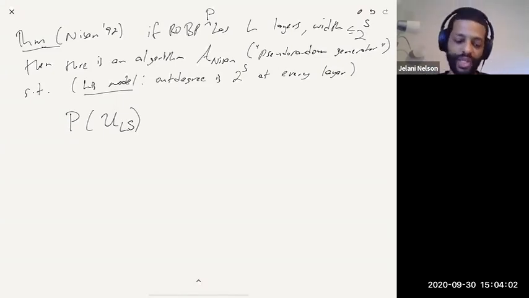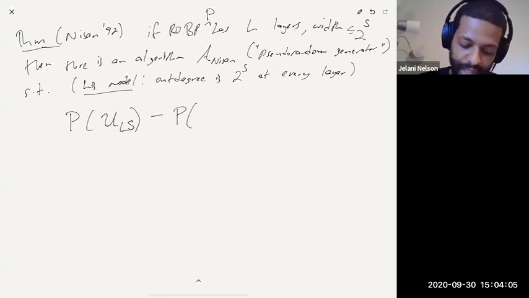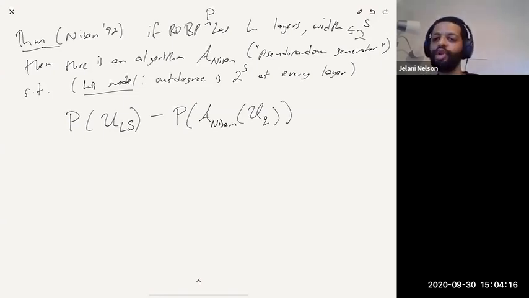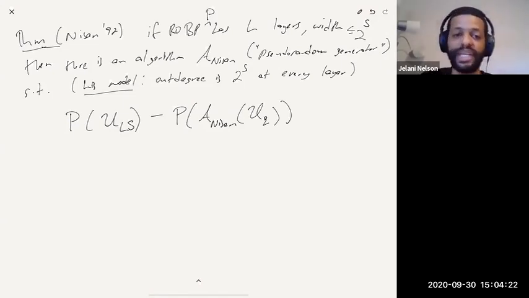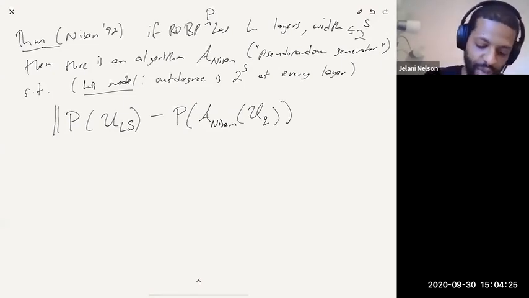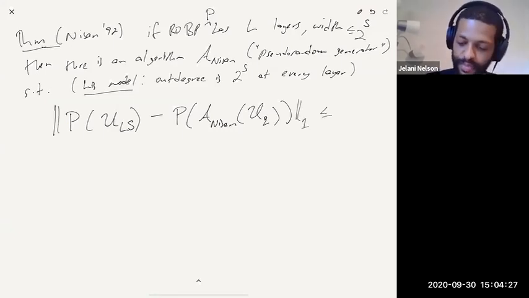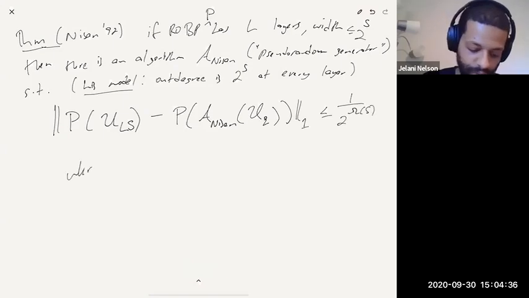So you look at this distribution versus P applied to A Nisan on a uniform distribution on, let's say, q bits. So now you generate q random bits, you feed that into Nisan, Nisan will spit out LS bits, and you feed that into P. These distributions are close. Where q is O of s times log L.